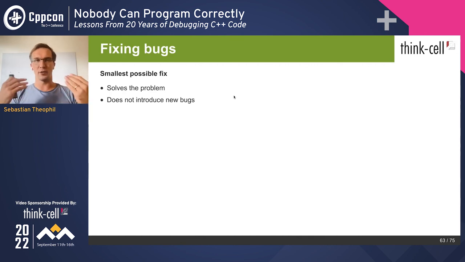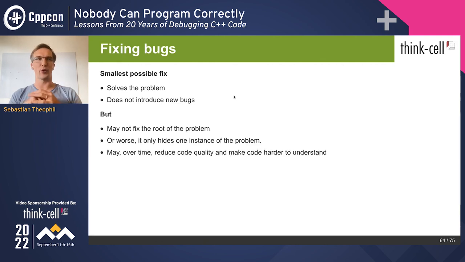And I think as a general guideline, this is not a very good guideline because it leads you to implement too small fixes. And there are several problems that can occur here. Maybe by thinking about the smallest possible fix to your problem, you end up writing a fix that doesn't actually fix the root of the problem. Maybe it only hides one specific instance of the problem that you've just seen and the problem is actually still there. And even if that is not so, by writing a sequence of small fixes, you run the chance of reducing your code quality and making your code harder to understand.